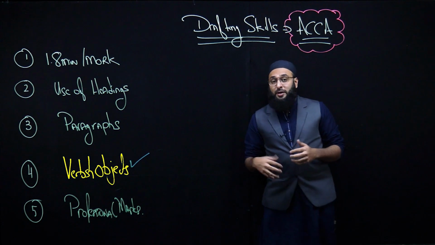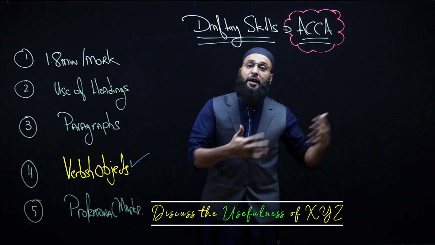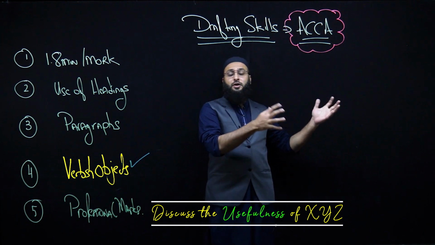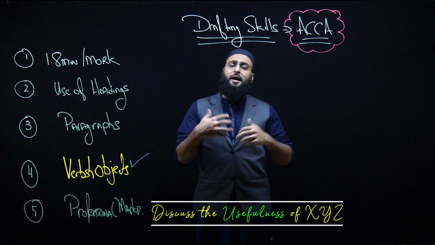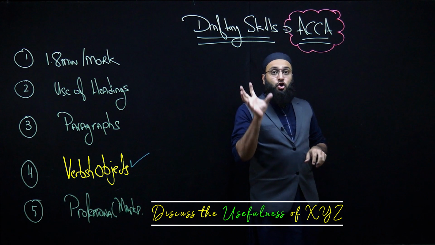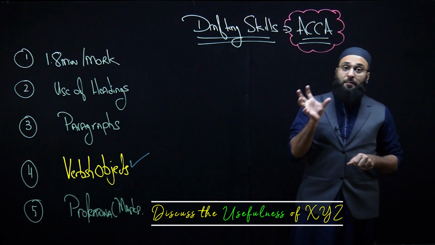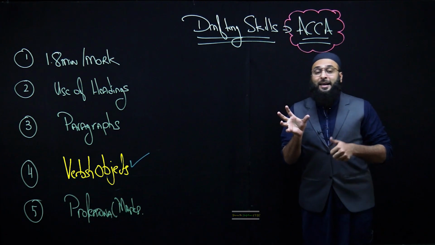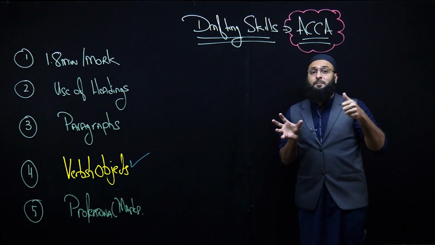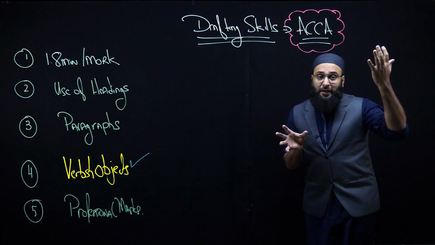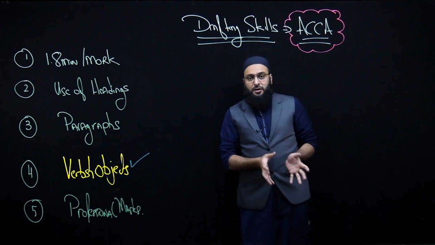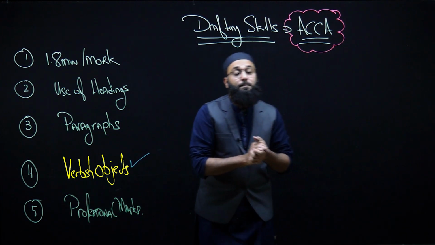Now, for example, if the question says, discuss the usefulness of XYZ, maybe activity-based costing. So here, the object is usefulness. That is the most important element here. I cannot write about the definition of ABC, or start writing the steps of ABC. No, I have to focus on the usefulness of ABC costing. That is the key element.